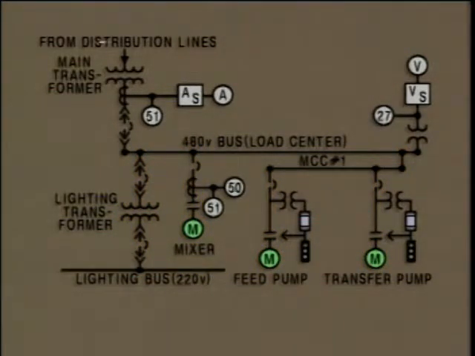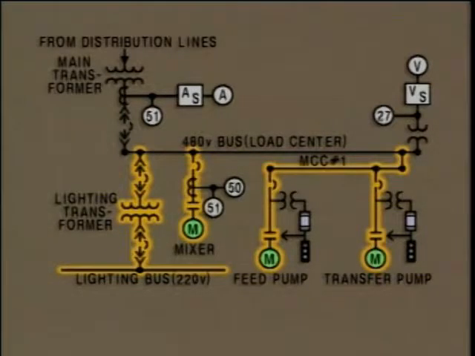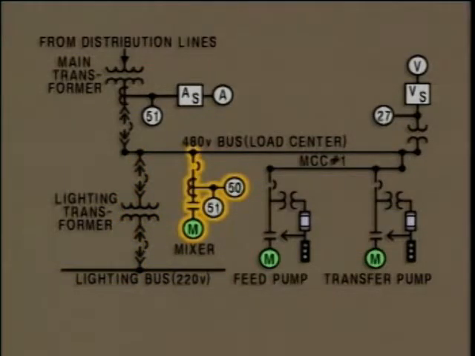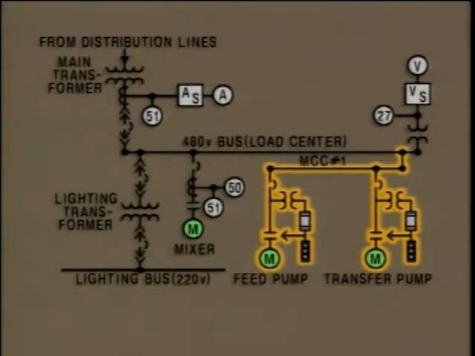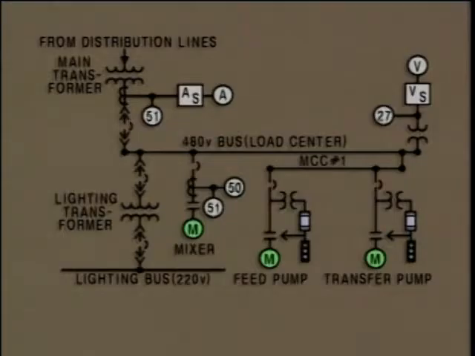A load can be a device such as a motor that uses power, or a device like a transformer or a motor control center that supplies power to other circuits. There are 3 load circuits connected to this load center: a lighting circuit, a motor circuit, and a motor control center. On this diagram, motors are represented by circles containing the letter M.